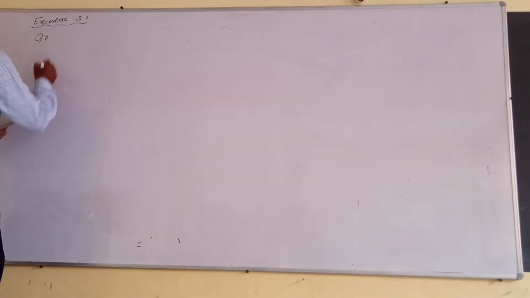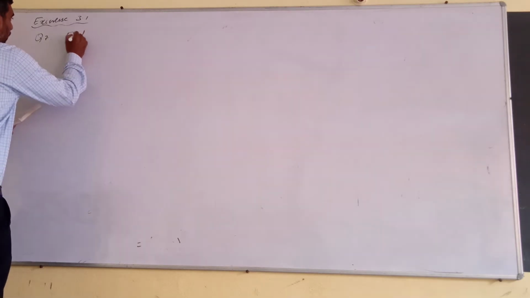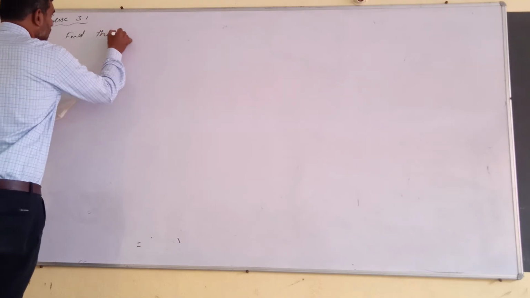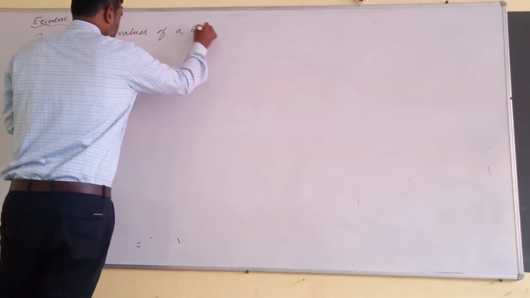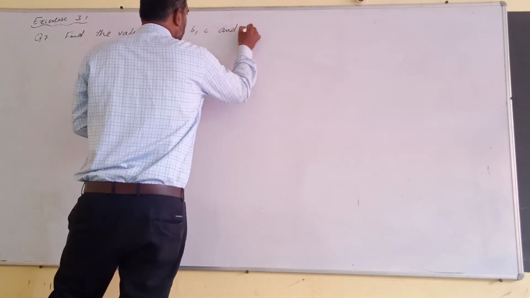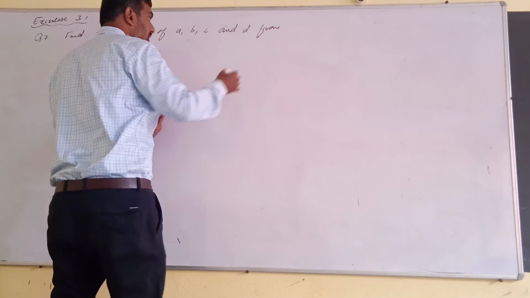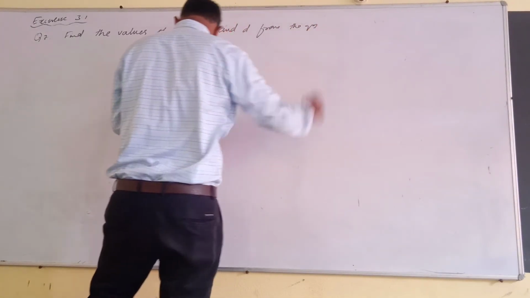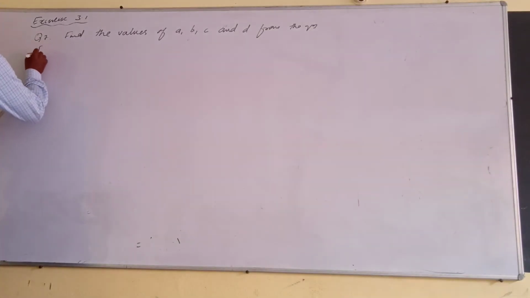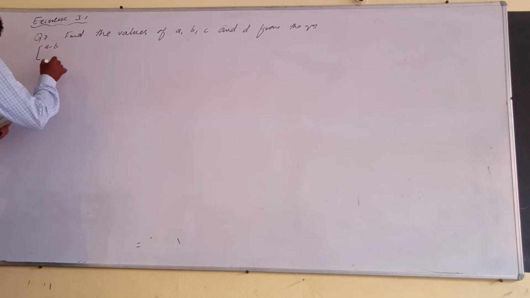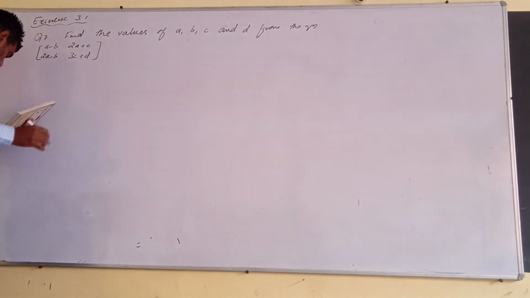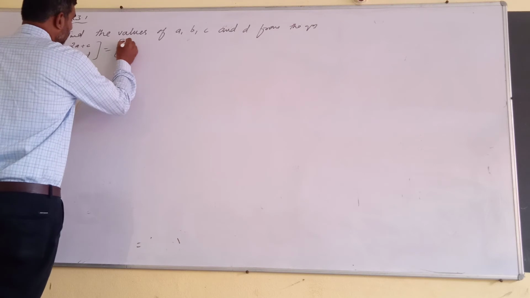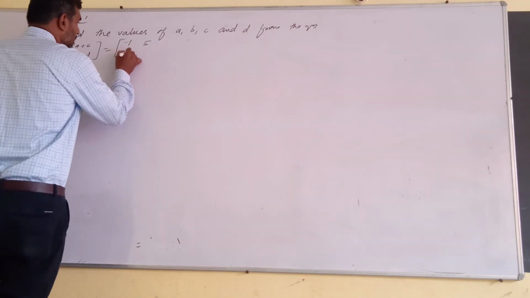Question number 7. Find the values of A, B, C and D from the equation: A minus B, 2A plus C, 2A minus B, 3C plus D equals minus 1, 5, 0, 13.